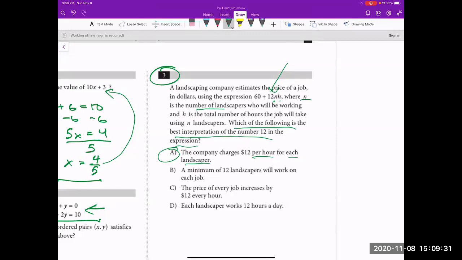Would be the who will be working, H right here. H is the total number of hours. And then if you look at this, it's 12 times those guys, right? Usually when it's doing times, it just tells you that number per this, per that. So that's what I would do.